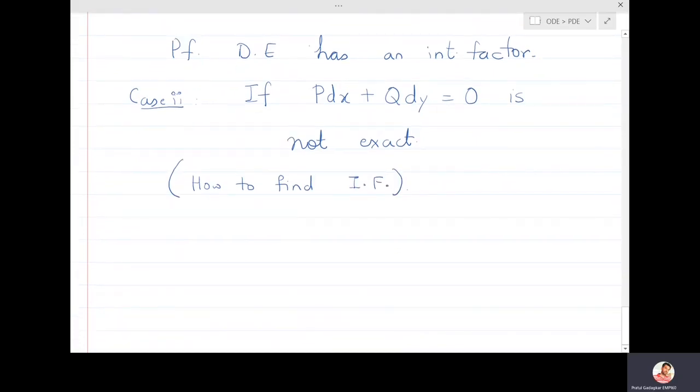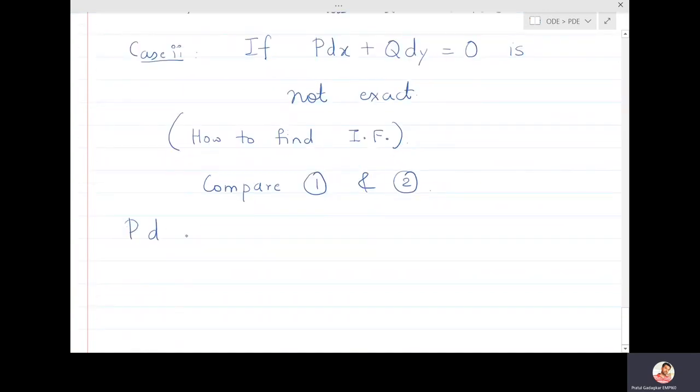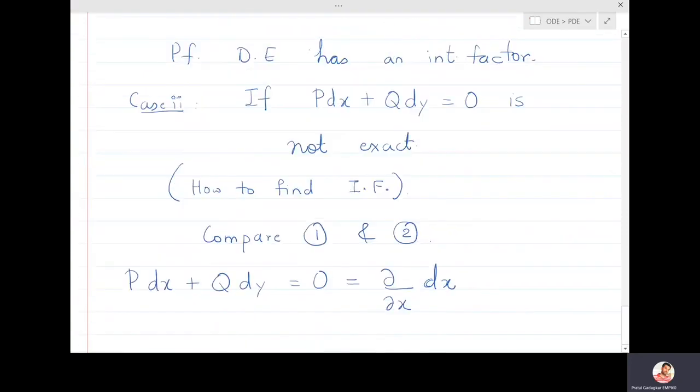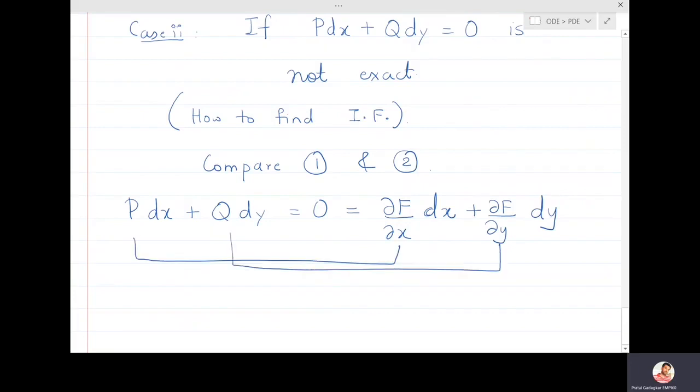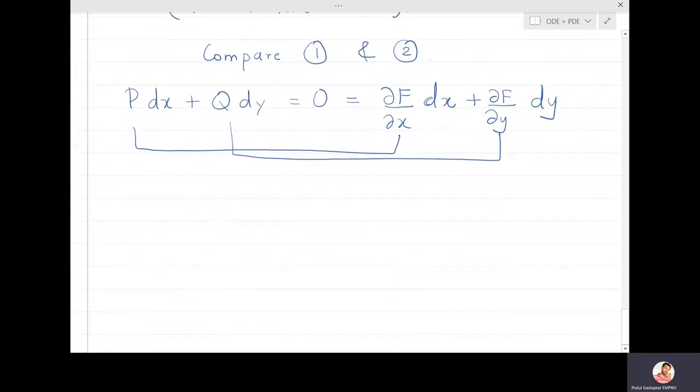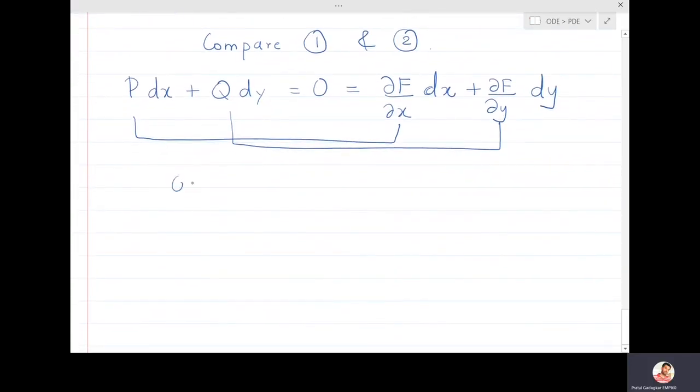Now if I compare equation 1 and 2, what will happen? Equation 1 was P dx plus Q dy equal to 0, and the other is ∂f/∂x dx plus ∂f/∂y dy. I'm comparing them, both are 0. So I can look at the coefficients of these, and the coefficients need not be equal, but they are in proportion.